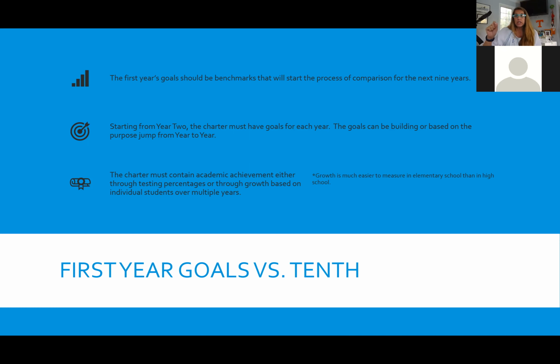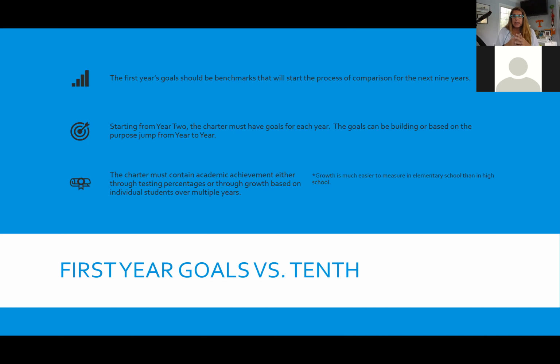But the first year's goals, when you write in your charter, should really just be benchmarks. And starting in year 2, the charter has to have goals for each year. Now, those goals can build on each other, or they don't have to. They can jump from year to year. So in year 2, this is what's going to happen. In year 5, this is what's going to happen, because it takes 3 years to do whatever your program's doing.